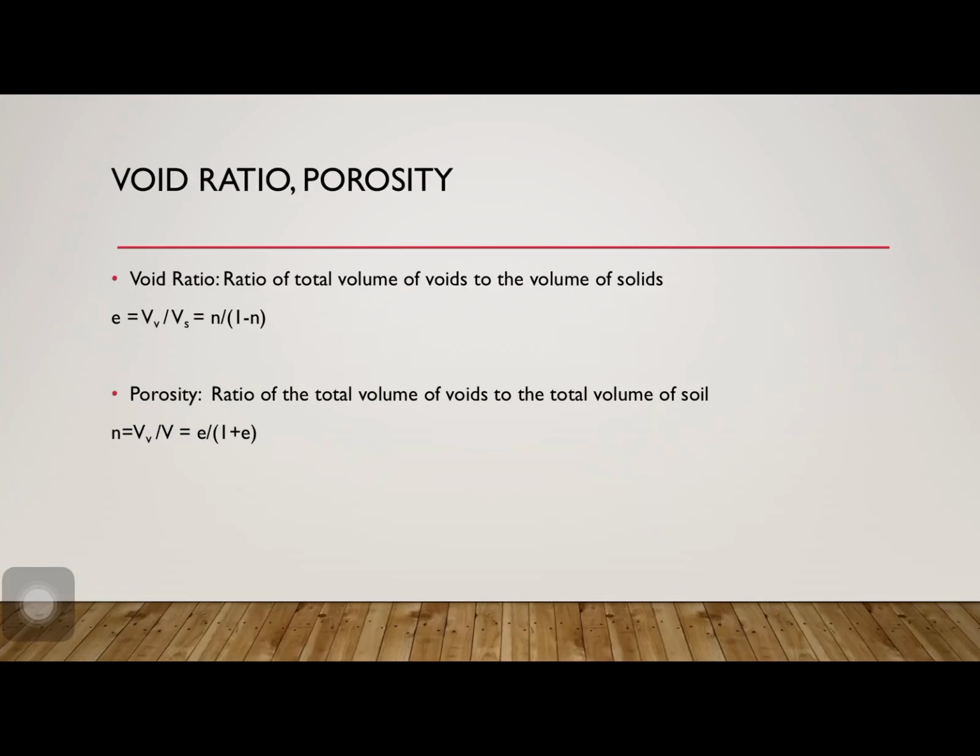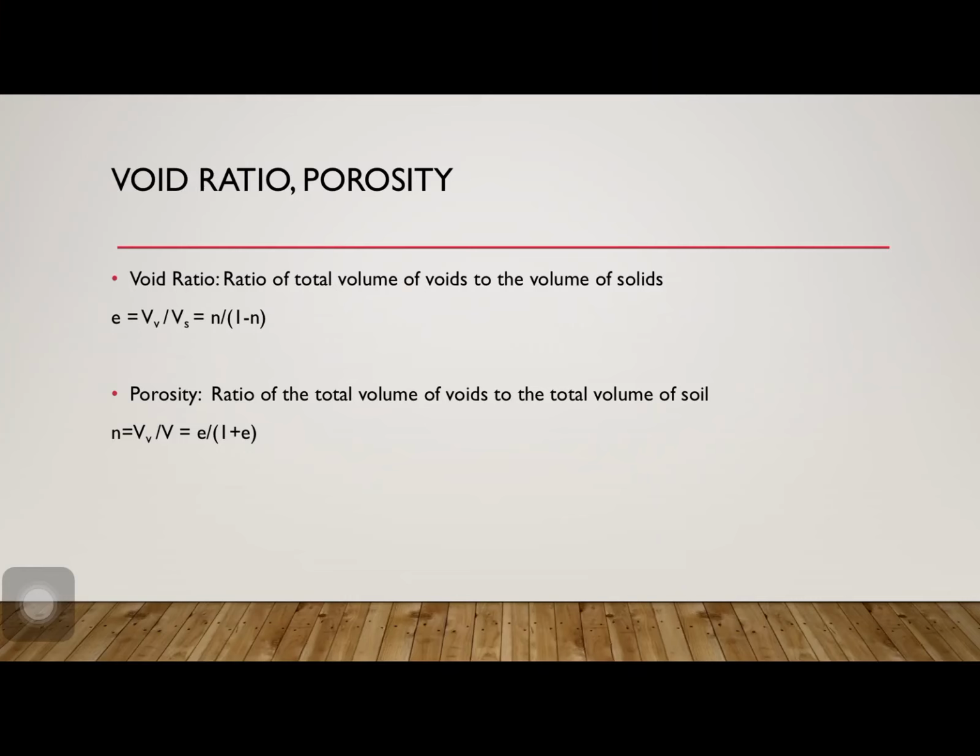So let's first consider the two main properties, void ratio and porosity. First one is void ratio. What is void ratio? Void ratio is the ratio of total volume of voids to the volume of solids. So we can give an annotation like e for void ratio, and it is equal to VV by VS, which is equal to n by 1 minus n, where n is called the porosity, which we are going to discuss next.